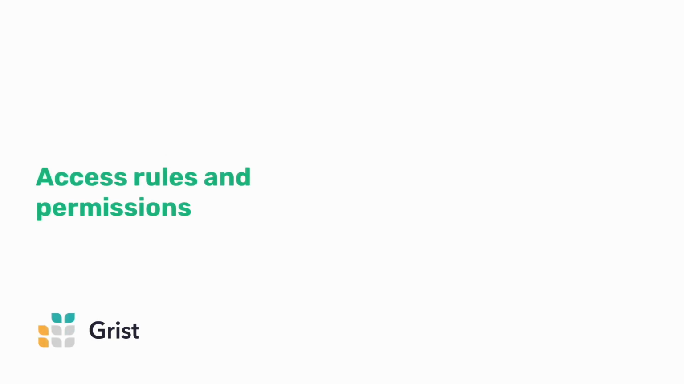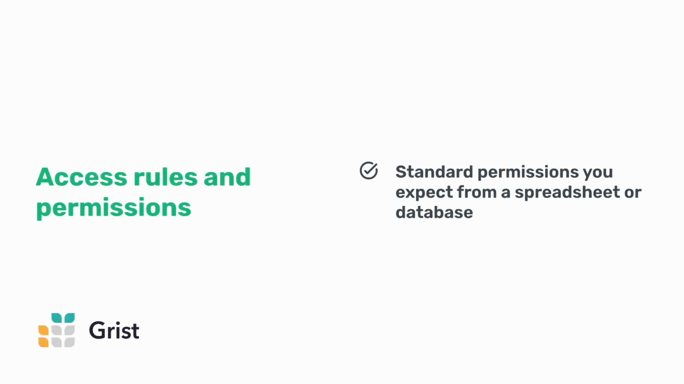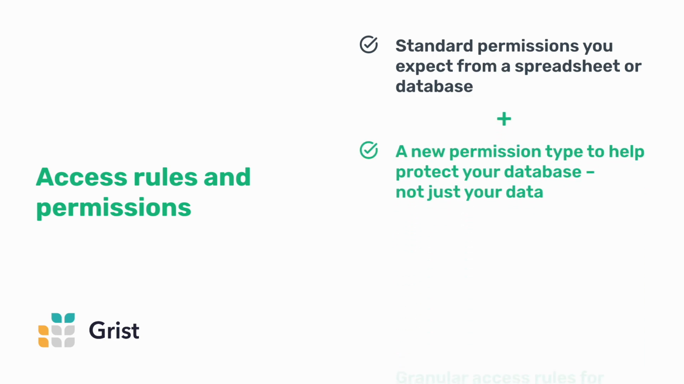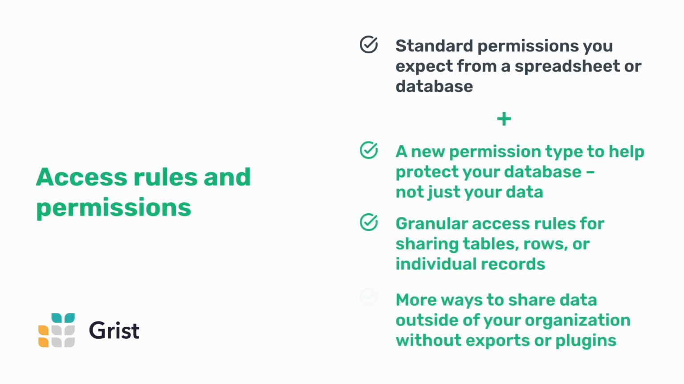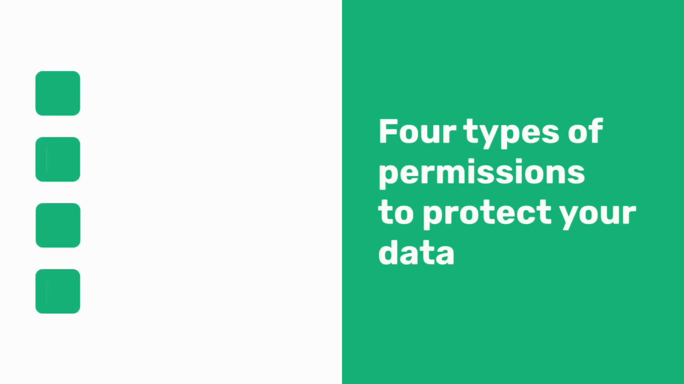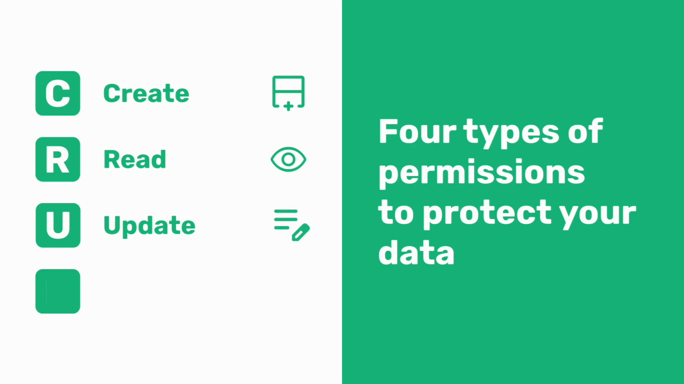Grist's access rules give you the traditional permissions you expect, while introducing new ways to protect the structure of your database and maintain access control over your data, from entire tables to single rows. The four basic types of permissions let you control which users can create, read, update, and delete records.